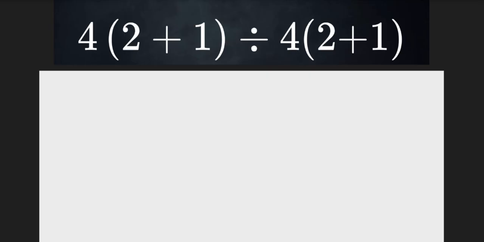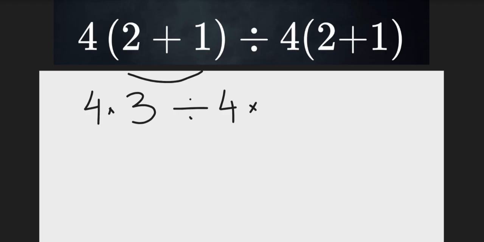Alright, now that we cleared everything, let us begin. We all agree that yes, 4 multiplied by, and then here we have 2 plus 1. Yes, brackets have priority, that is 3. Divided by 4 multiplied by 2 plus 1 is equal to 3. Now that we have this, we have only multiplication and division. But didn't we say that multiplication and division have same priority, right? So that means we start with whatever comes first from the left side, or basically we say from left to right. So 4 times 3 comes first.